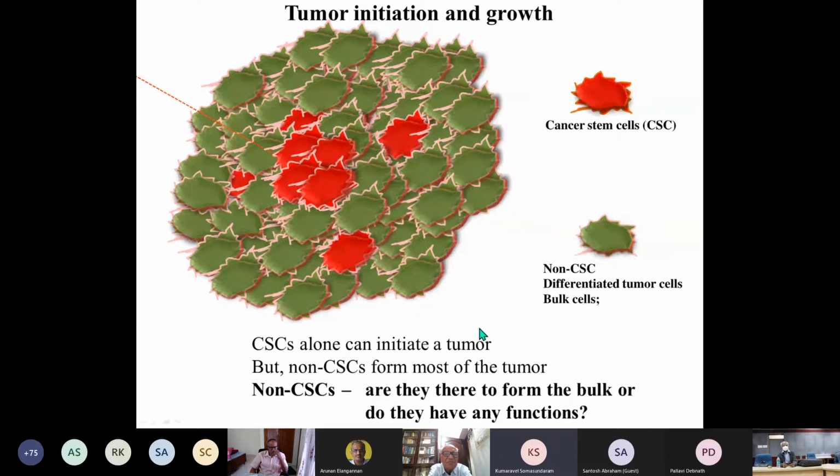And non-CSCs, the question is, are they there to form the bulk? If they can't initiate a tumor, are they there to form the bulk? Or do they have any function? This is a question we asked.